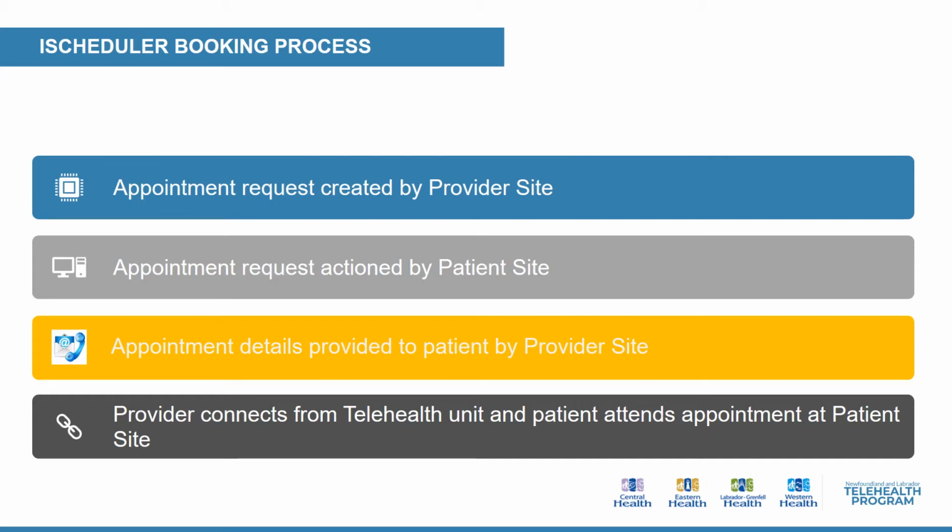The workflow for the eRequest facility-based process is outlined here from beginning to end. As an iScheduler user, it is important for you to understand each step as it pertains to you. You will be sending electronic appointment requests, known as eRequests, from the provider site. Once the appointment has been actioned, in other words, accepted, declined, or modified by the patient's site, you will receive an email notification.